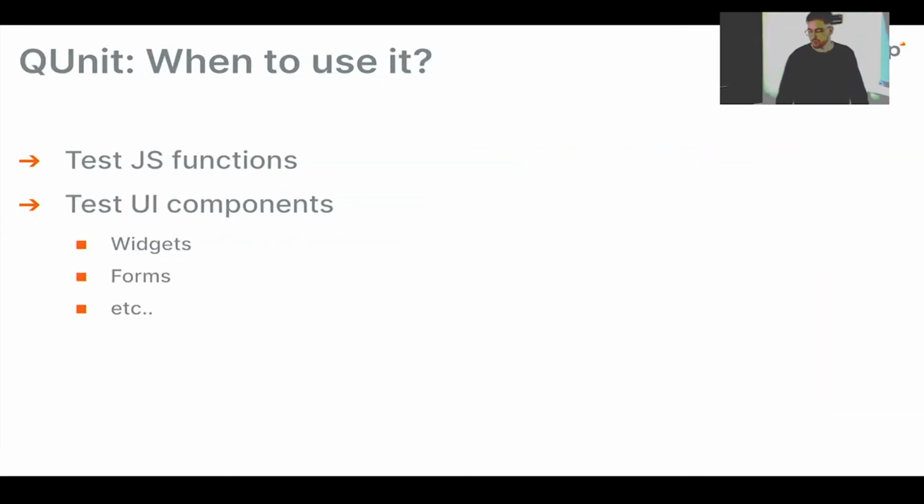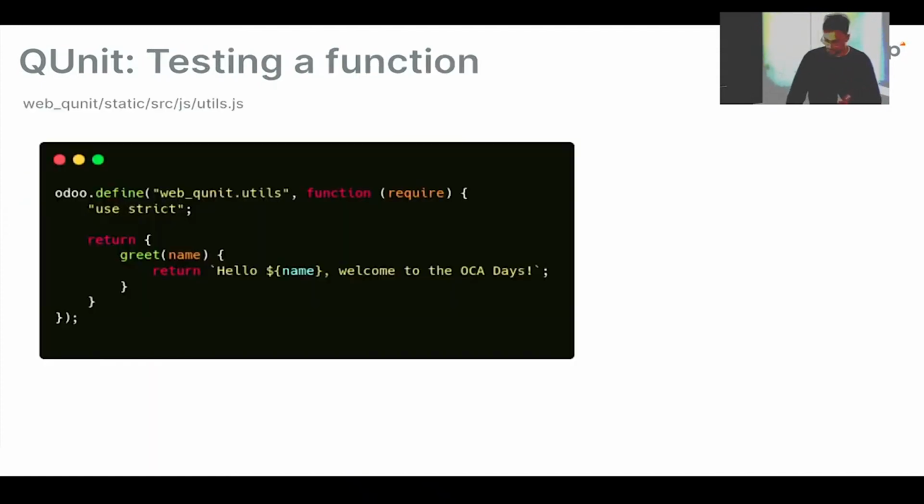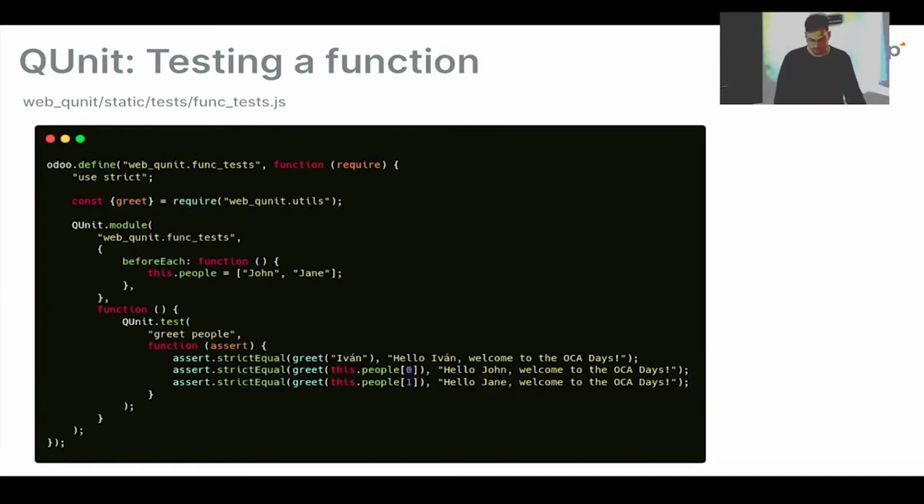So when to use QUnit? Well, you can use it to test functions or to test UI components, like widgets, forms, and so on. For example, I have here a simple function that takes a name as an argument and returns a greeting string. So in order to test that, you would first need to create a file like this.